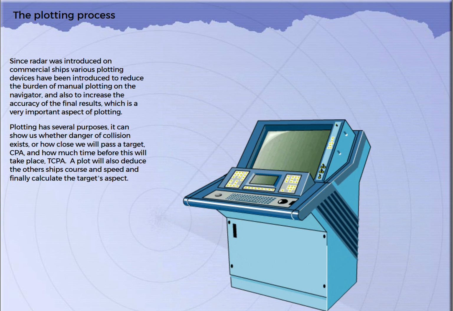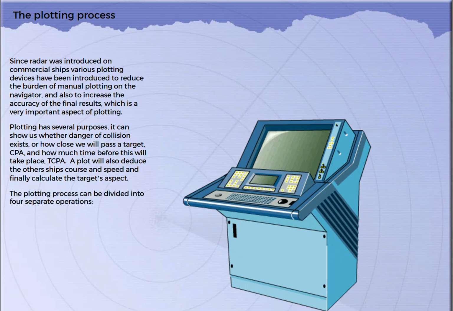It can show us whether danger of collision exists, or how close we will pass a target, CPA, and how much time before this will take place, TCPA. A plot will also deduce the other ship's course and speed, and finally calculate the target's aspect.